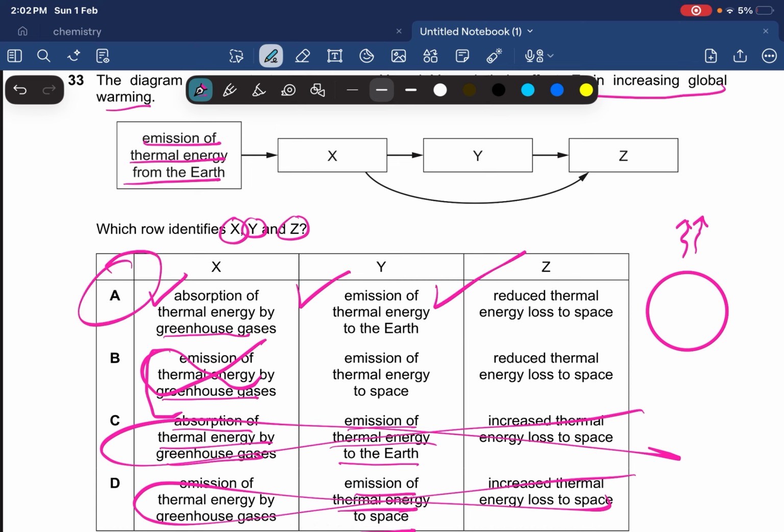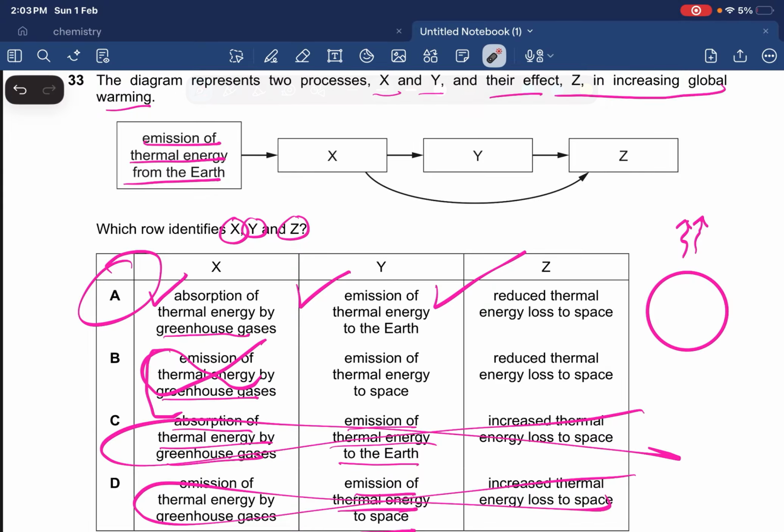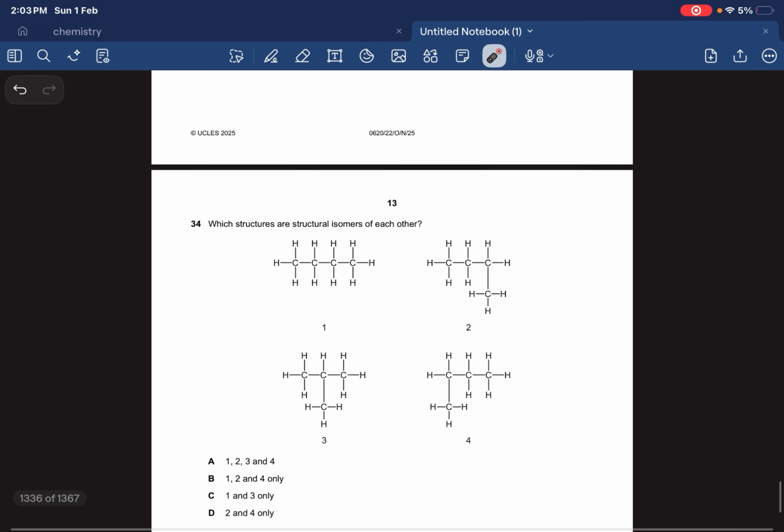Option A. It was a little trickier, but I figured it out. How did I? I didn't even learn this, but this simple thing: if the thermal energy is going to be absorbed by greenhouse gases, they're going to emit thermal energy to the Earth, and then there's going to be reduced thermal energy lost to space. Why? Because the energy is going to be absorbed by the greenhouse gases.